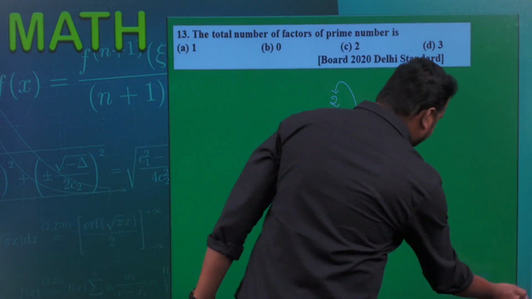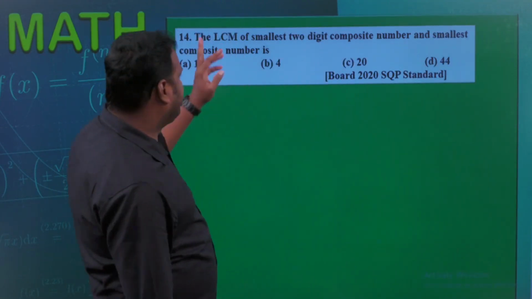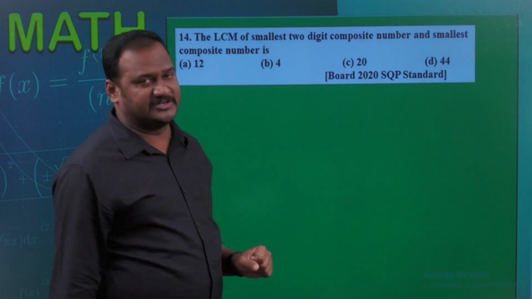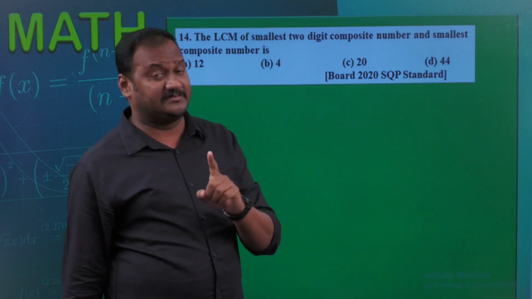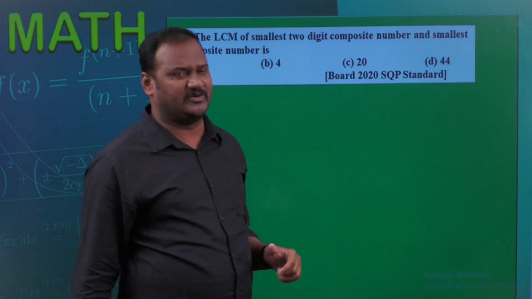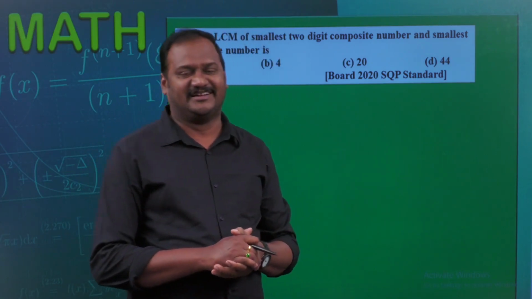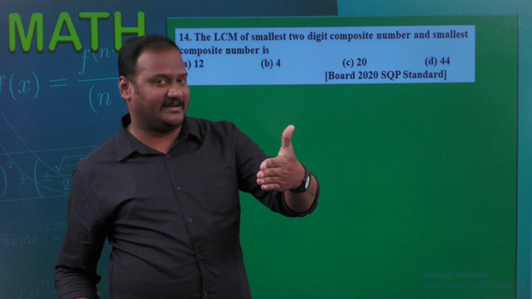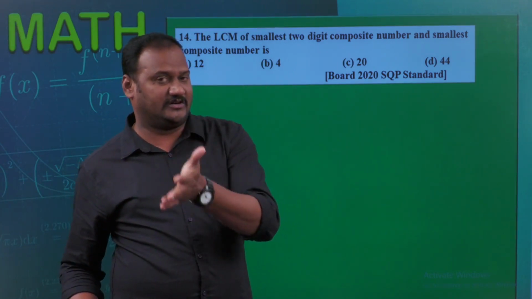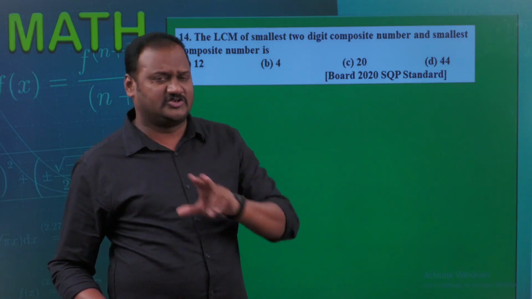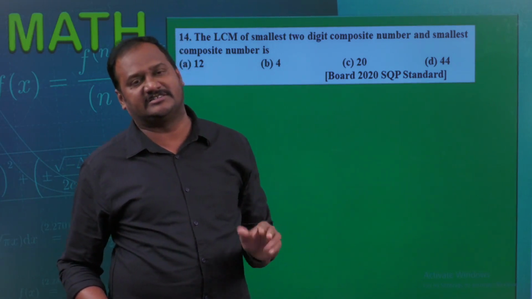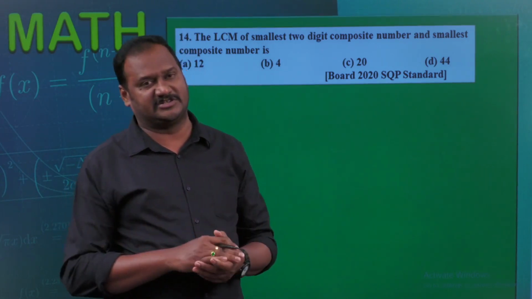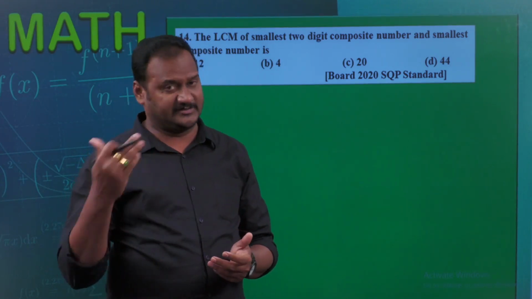Moving on to the next problem: the LCM of the smallest 2-digit composite number and the smallest composite number is. What is the smallest 2-digit composite number? 2-digit numbers start from 10, next 11, next 12, and so on up to 99. So the smallest of all these is 10. Is 10 a composite number? Obviously, because 10 can be expressed as 2 times 5.